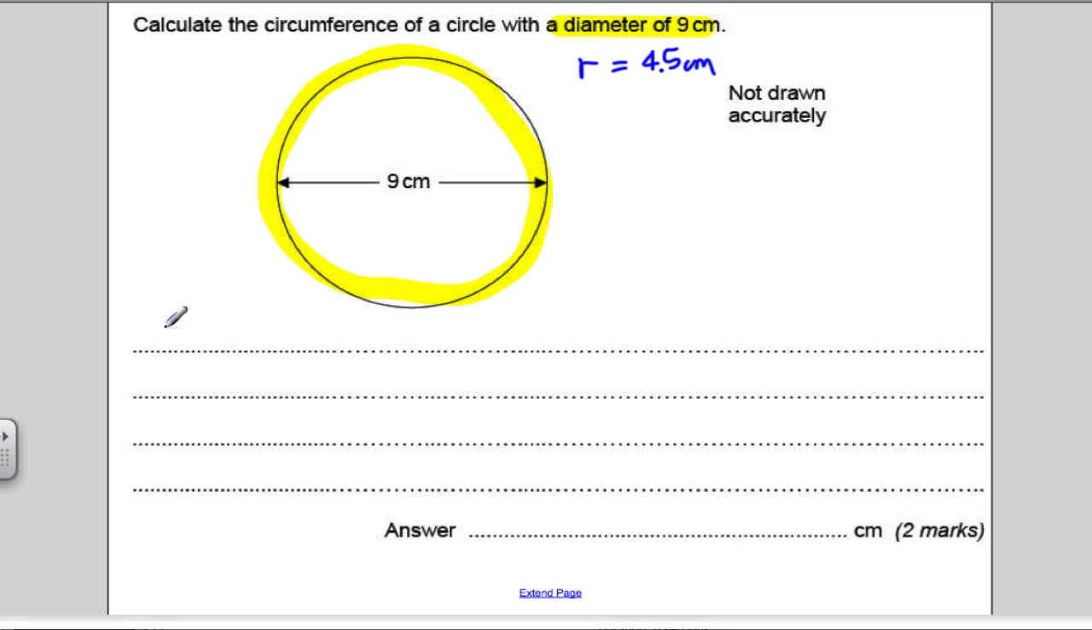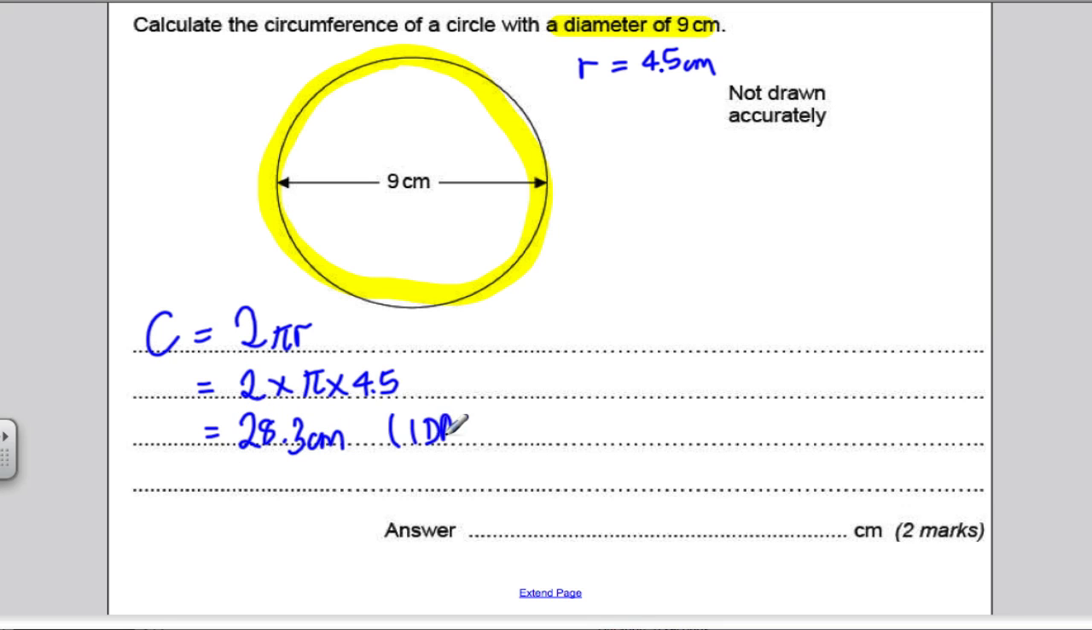Okay, you need to remember the formula for circumference. Circumference is 2 pi r. You must remember that. So, in your calculator, type 2 times pi times 4.5 and see what you get. So, 2 times pi times 4.5, and I get 28.3 centimeters to 1 dp.